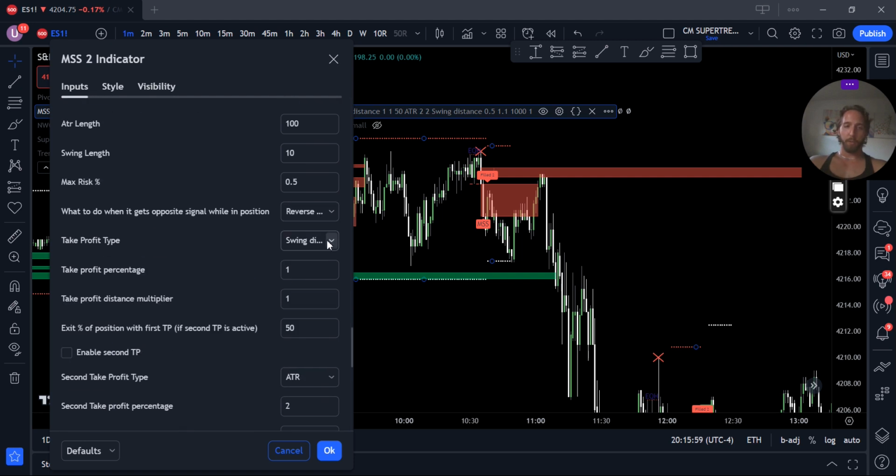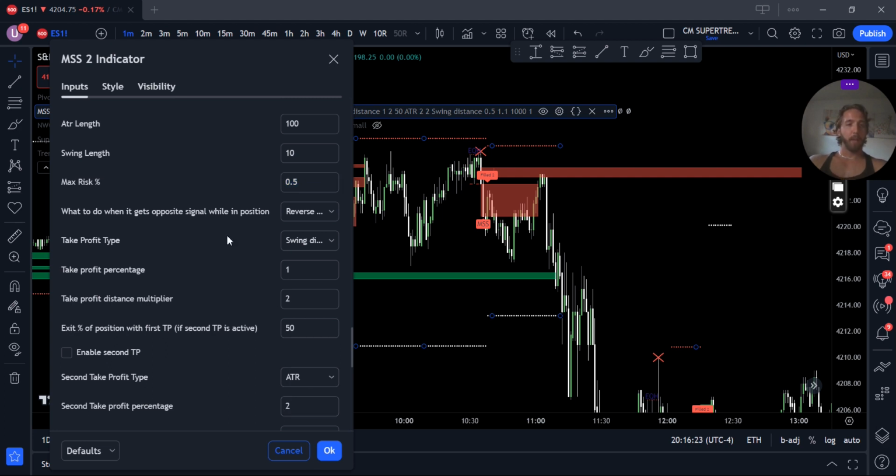But for the take profit, I'll do a swing distance of 2. So we've got a 1 to 2 risk to reward ratio with a breaker here, making sure that I don't risk more than 0.5% of my portfolio. Just this alone right here is great. I mean, it's really, really powerful.